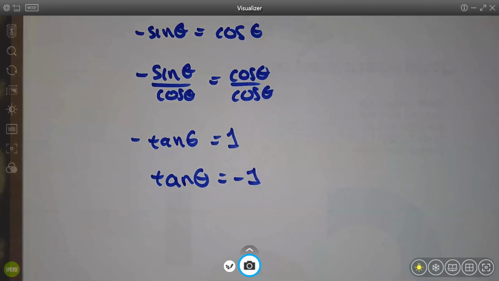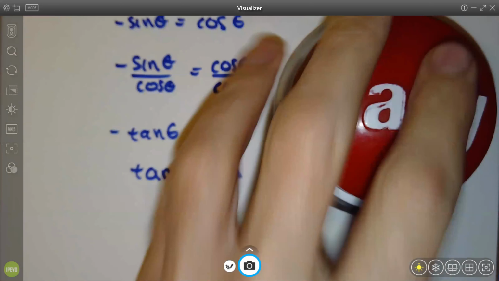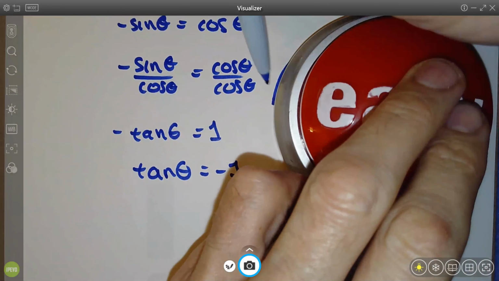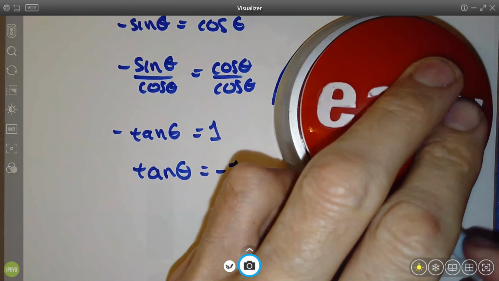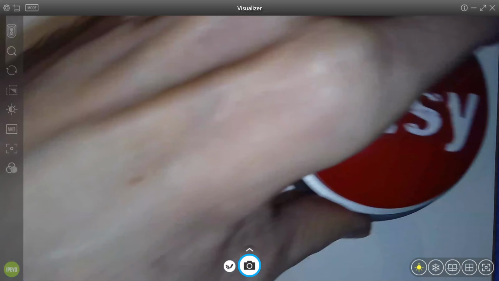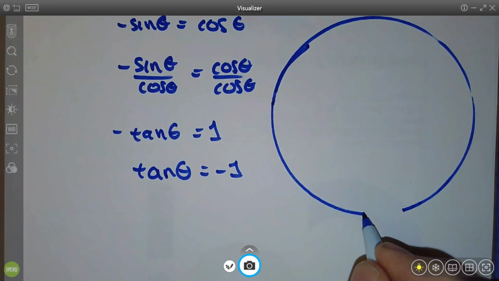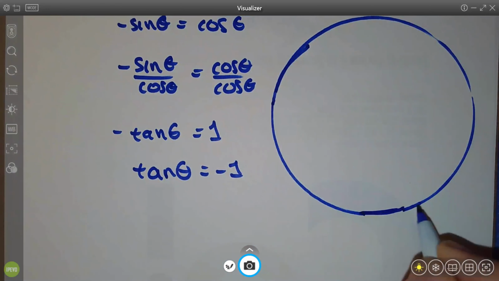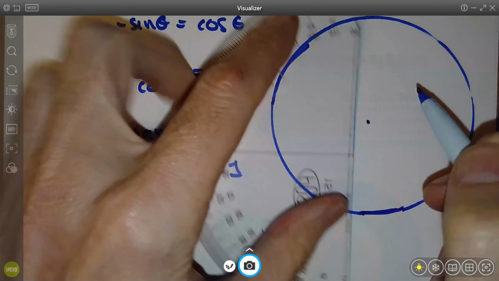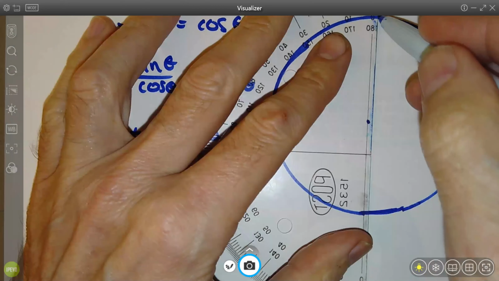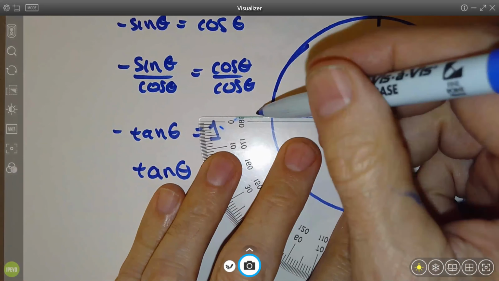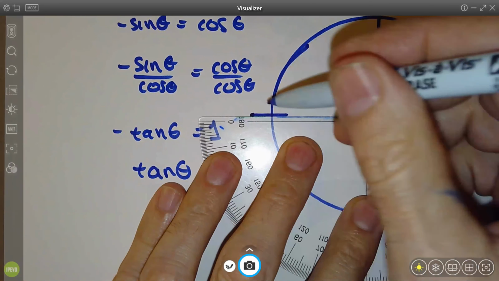You may remember from trig that there's a couple places where that's going to happen. In the unit circle, it's going to be in the second quadrant and the third quadrant. Yeah, I lied. Fourth quadrant. So much for my nice neat circle. But the values where tangent is equal to 1 or -1 are going to be multiples of 45 degrees.